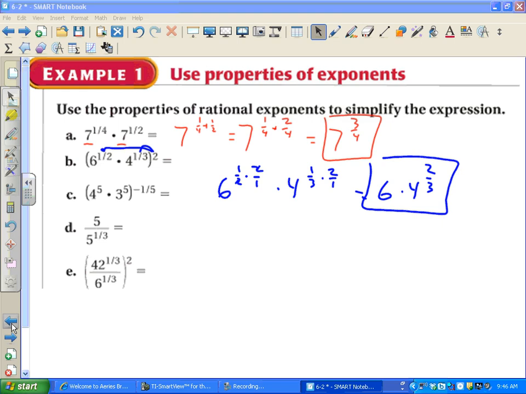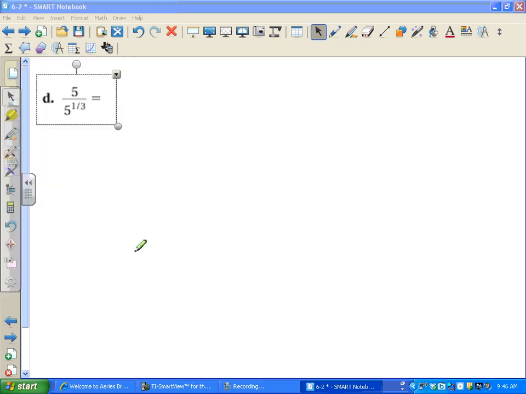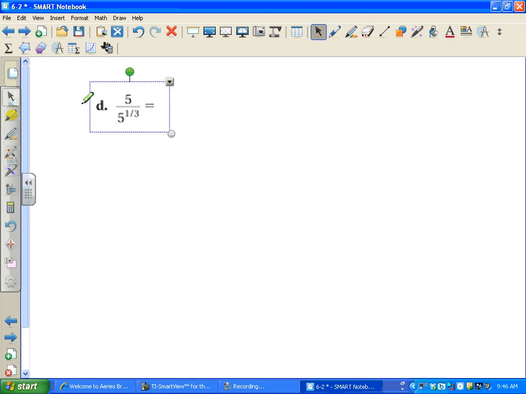Letter D. 5 divided by 5 to the 1/3. This is division of exponents. Hopefully you'll agree when I rewrite this, 5 is the same thing as saying 5 to the 1. So it's 5 to the 1 divided by 5 to the 1/3.